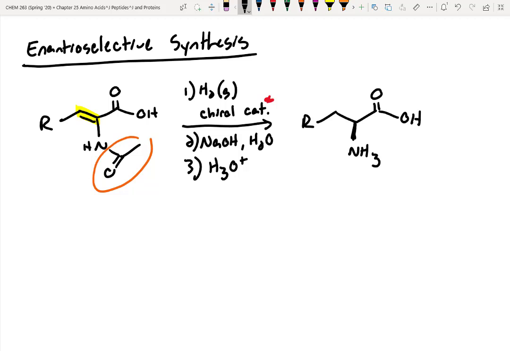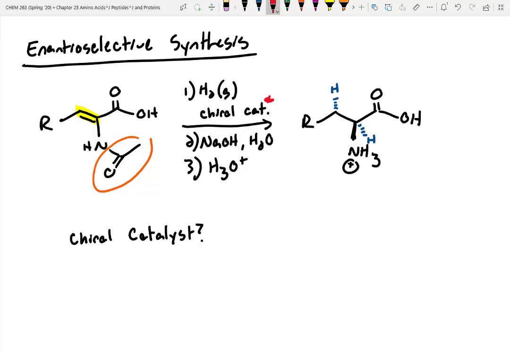And the neat thing with this, kind of like I was saying before, is both hydrogens are going to be added to the same face. So we would have hydrogen here as a dash and a hydrogen there as a dash. So we're able to ensure that we get a product that is enantiopure. So we don't get a racemic mixture anymore. So now the question is, what in the heck is a chiral catalyst?